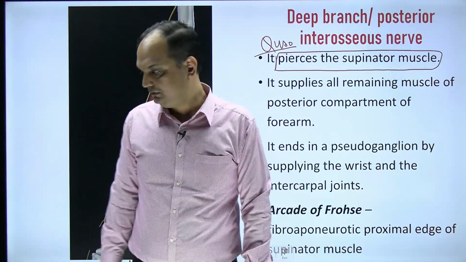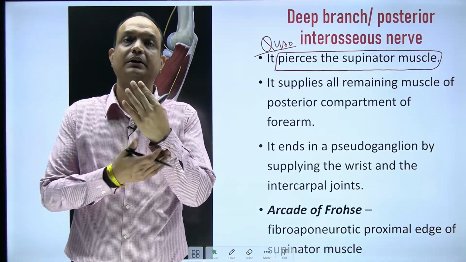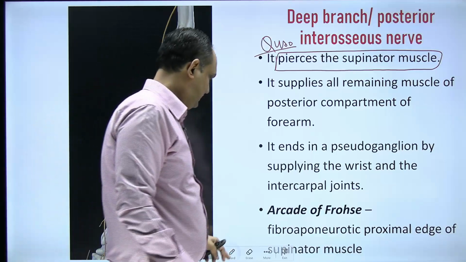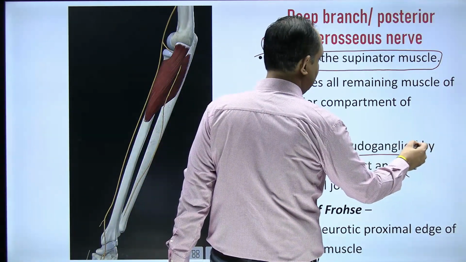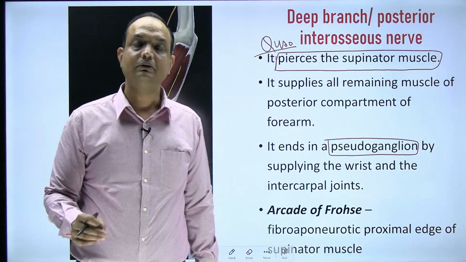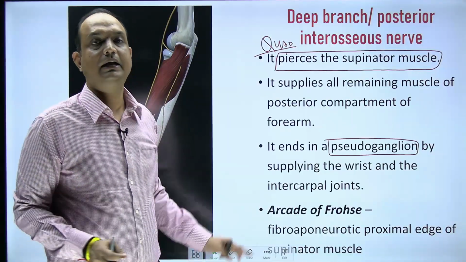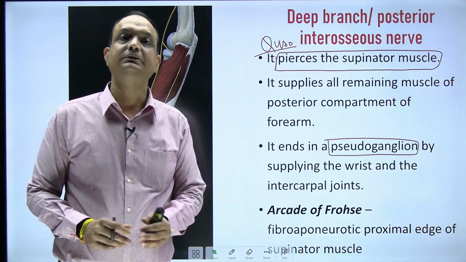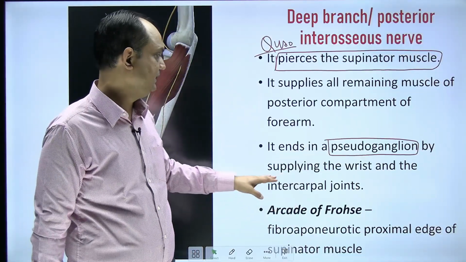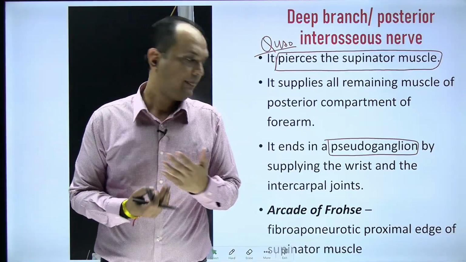And when it enters into the posterior compartment, here it supplies all the remaining muscles of the posterior compartment of forearm. It ends in a pseudoganglia. Now see, here again you have a word pseudoganglia. Now pseudoganglia, I already explained to you in my class of axillary nerve. So axillary nerve terminates as a pseudoganglia when it is supplying the teres minor. Here the posterior interosseous nerve terminates in a pseudoganglia, and ultimately the pseudoganglia gives the branches which are supplying your joints, that is your wrist joint and the small joints on the posterior side.